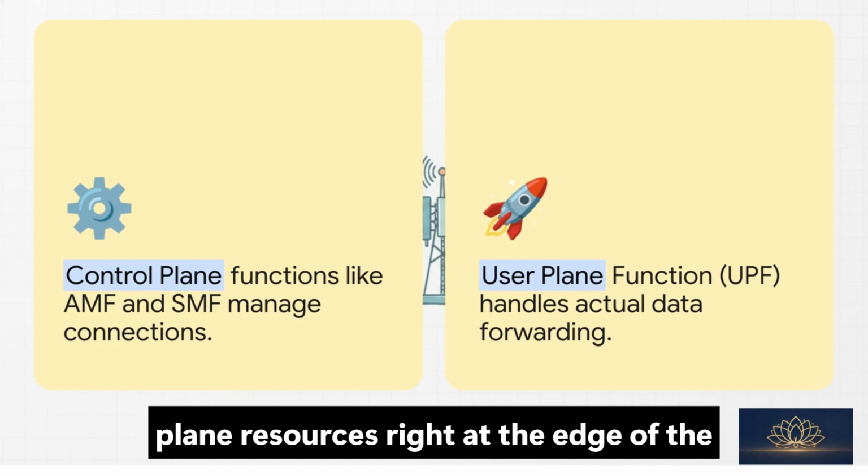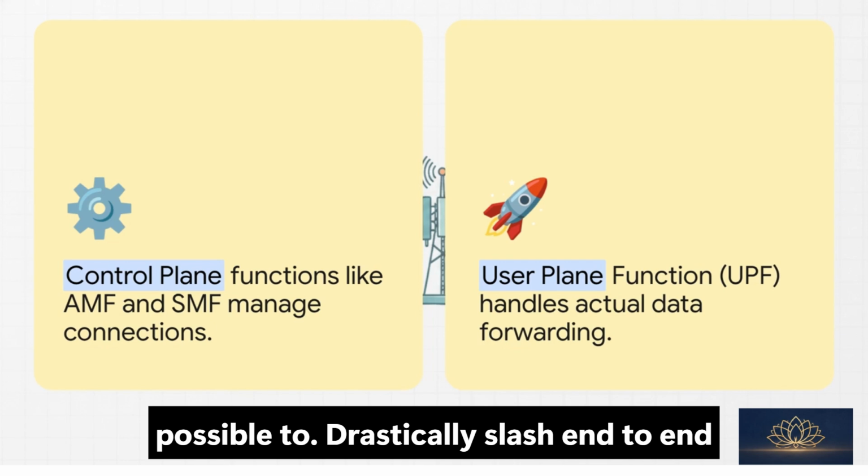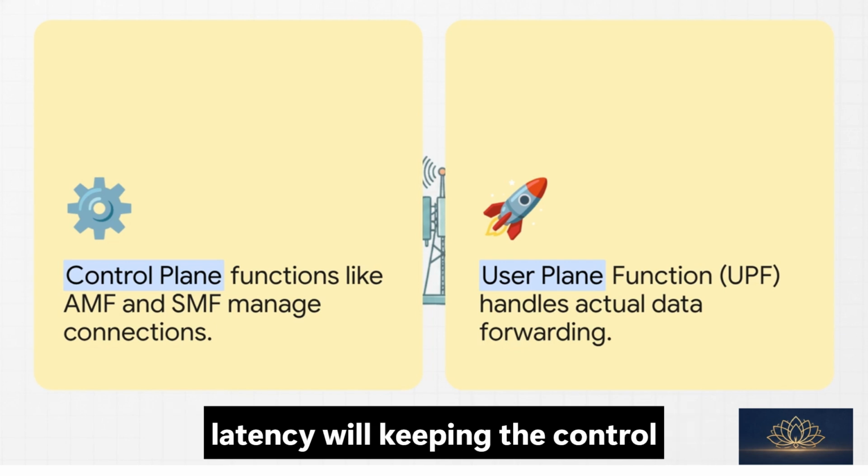By separating them, we can drop user plane resources right at the edge of the network, as close to the access point as possible, to drastically slash end-to-end latency while keeping the control centralized.